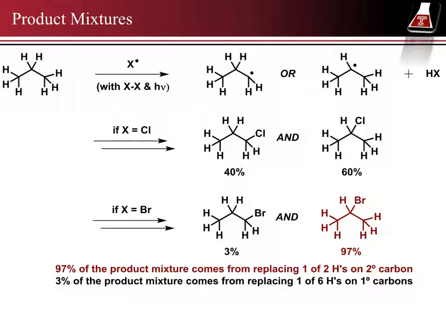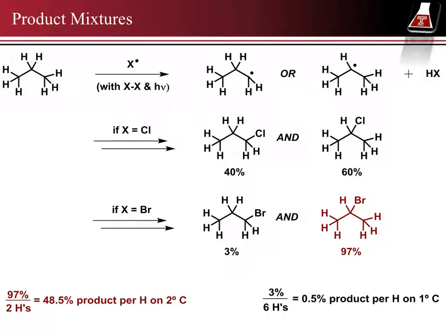So, doing the same kind of analysis, we're getting 97% of our product mixture from the 2 hydrogens on the carbon in the center, the secondary carbon, and we're only getting 3% now from all 6 of the hydrogens on the primary carbons. So we take 97 divided by 2 and we get 48.5% of product per hydrogen on secondary carbon, and we have 3% of our product coming from 6 hydrogens on primary carbons. So that's only 0.5% of product per hydrogen on primary carbon.